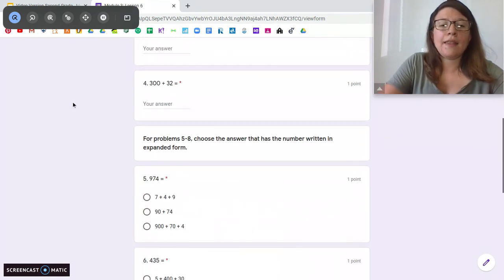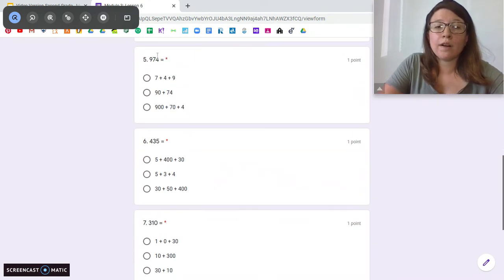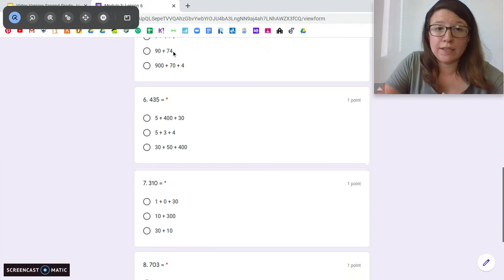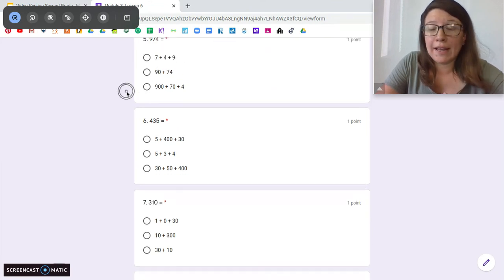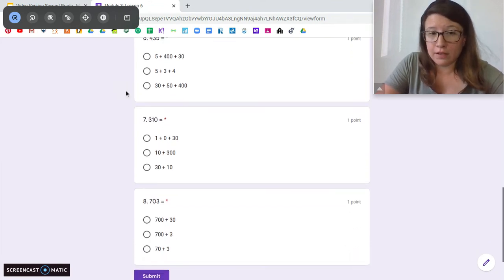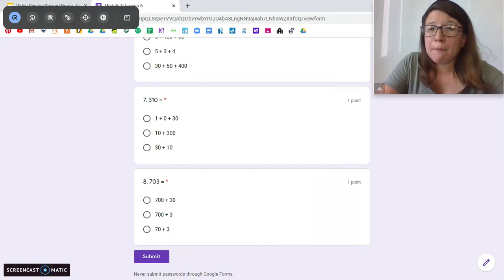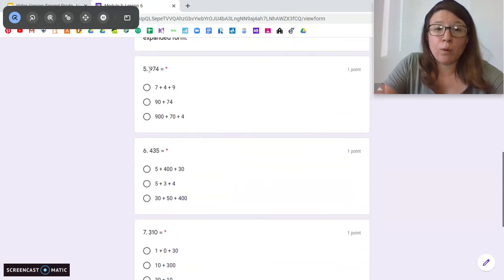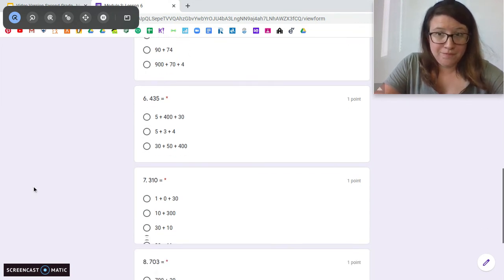So 476. And then down here you're going to see 4 numbers written in word form, and you need to choose the right answer for expanded form. These are multiple choice. Don't get tricked by the different tens, hundreds, tens, and ones values. Make sure you know your hundreds, tens, and ones values when you start choosing which one is the expanded form.